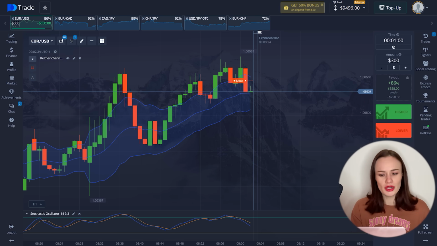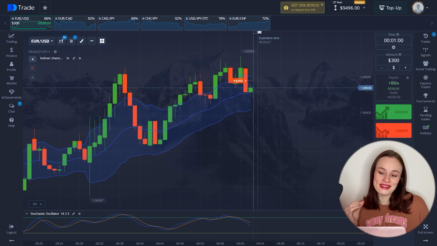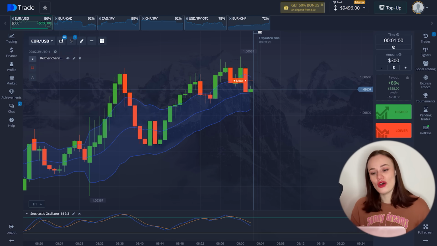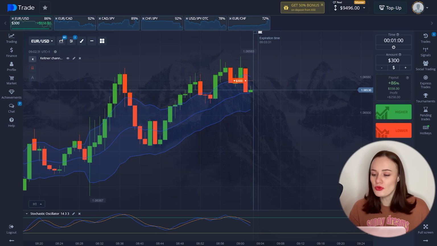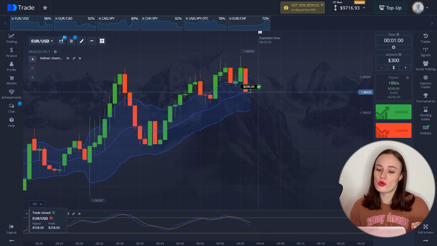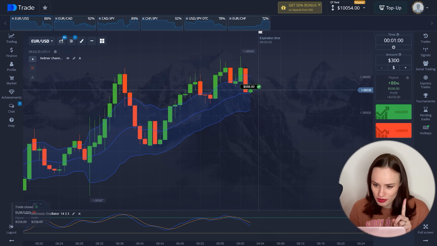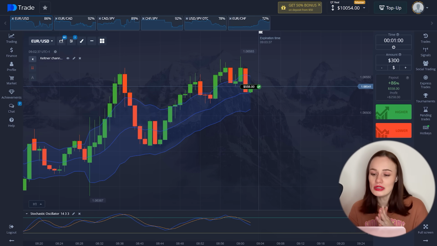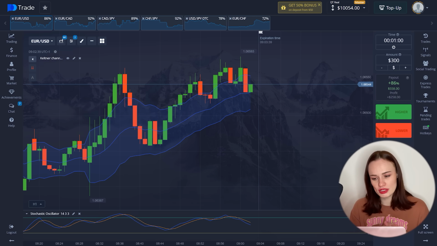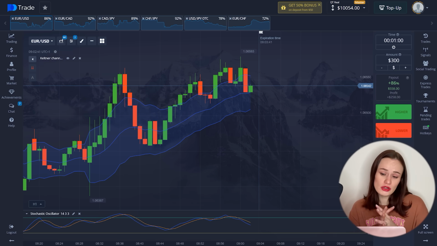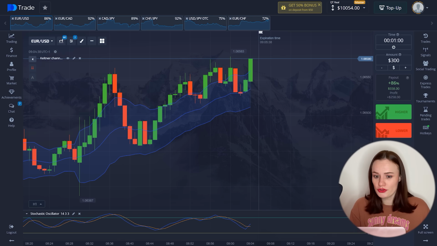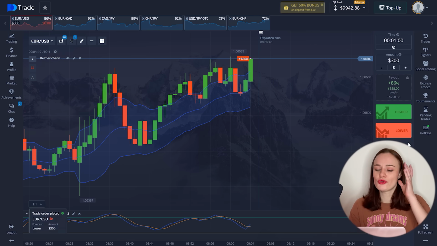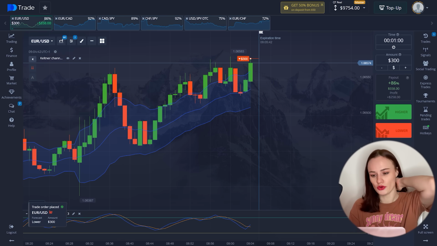I can also tell you about stochastic signals such as the intersection of its lines. But more on that later, because our deal was completed and the trade balance was replenished by $258, which in principle is also not bad. So we trade further. Another trade is open for a decrease of $300 for 1 minute.